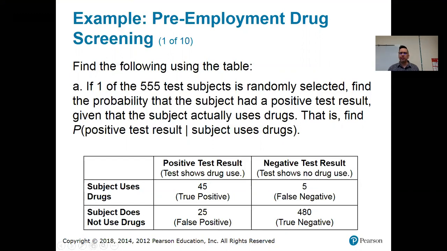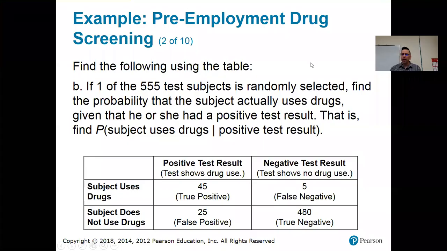So what they want me to do is if one of these 555 people is randomly selected, find the probability that the subject had a positive test result given that the subject actually uses drugs. In the language of conditional probability, using the notation, that looks like that. The probability of getting a positive result given that the subject uses drugs. And then the second question is, if one of the 555 subjects is randomly selected, find the probability that the subject actually uses drugs given that he or she had a positive test result. So it's sort of the reverse of letter A. Letter A was find the probability of getting a positive result given that the person uses drugs. And now what's the probability the person uses drugs given that they had a positive result?